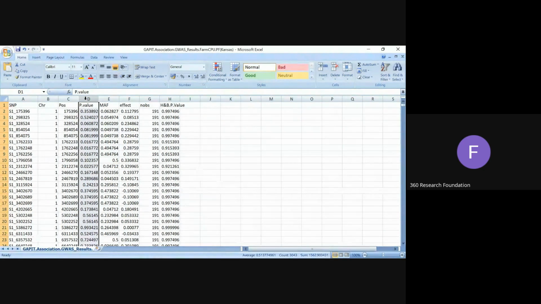So we need markers with probability less than 0.001. Suppose we got 10 markers.